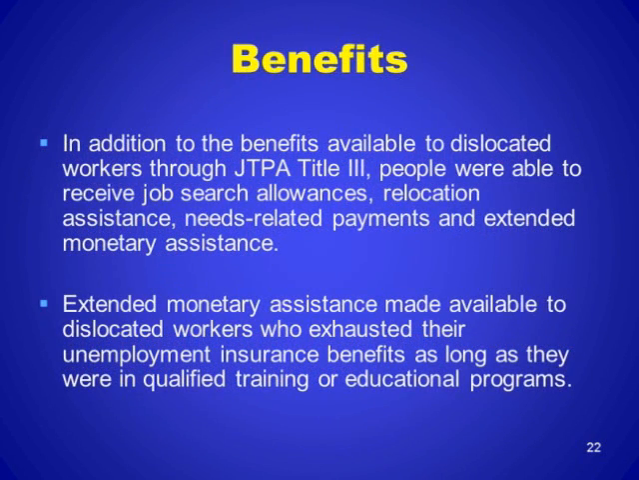Benefits. In addition to the benefits available to dislocated workers through Title III of the Job Training and Partnership Act, people were able to receive job search allowances, relocation assistance, and needs-related payments and extended monetary assistance. Extended monetary assistance was made available to dislocated workers who had exhausted their unemployment insurance benefits as long as they were in qualified training or educational programs.